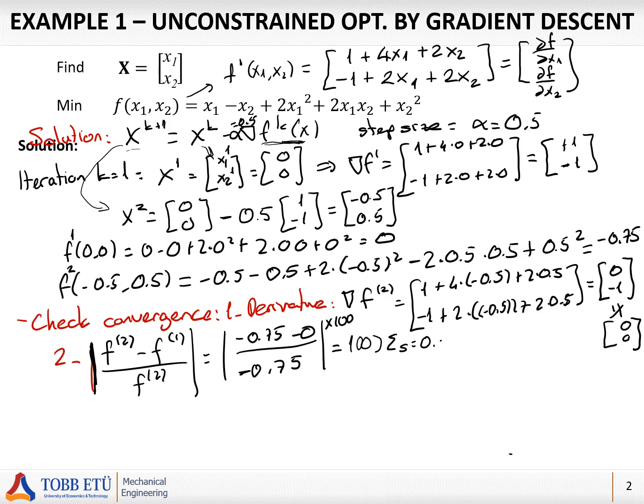And this is greater than 0.1%, for instance. We set this as the threshold. This is greater than this. Then we continue until it becomes lower than this. Then continue.